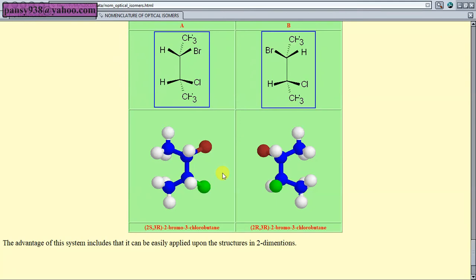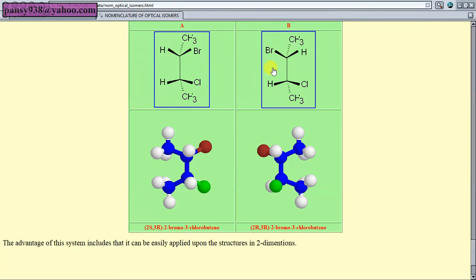Here there are two chiral centers in this compound. One of the chiral carbons is this one, and the second one is this one, the first and the second. In total there are 4 carbons, of which 2 are chiral, each having different atoms attached to all 4 sides, which makes them chiral centers.